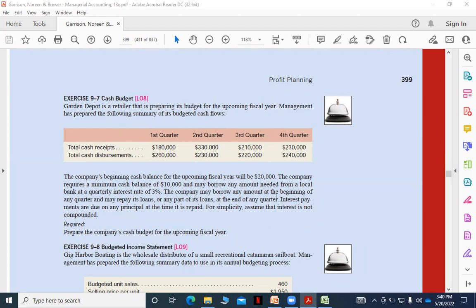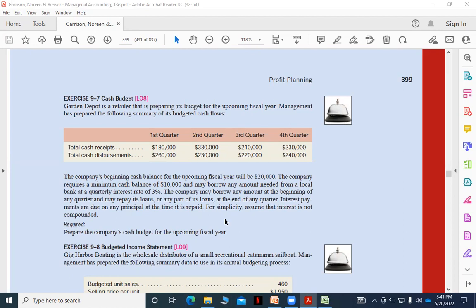The company may borrow any amount at the beginning of any quarter. So whenever they need to take borrowing, they will take it at the beginning of that quarter. And they repay the loan or any part of the loan at the end of any quarter. When there is an excess amount of cash, you have to assume that the loan amount will be repaid at the last day of that quarter. Okay, and interest payments are due on any principal at the time it is repaid. For simplicity, assume that interest is not compounded.